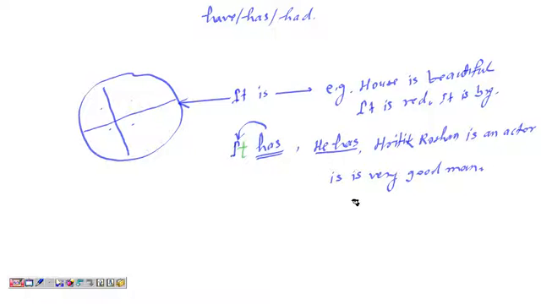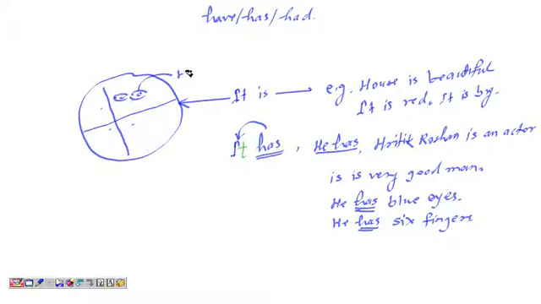But now you want to talk about that उसकी आंखें नीली हैं, then he has blue eyes. He has 6 fingers. What are you doing using has? You are actually talking about the properties, the details of the entire thing. If it is the entire thing, it is Hrithik Roshan, and if you are talking about his eyes only, then you use has. If you are talking about his 6 fingers, then you are using has. It is a property.